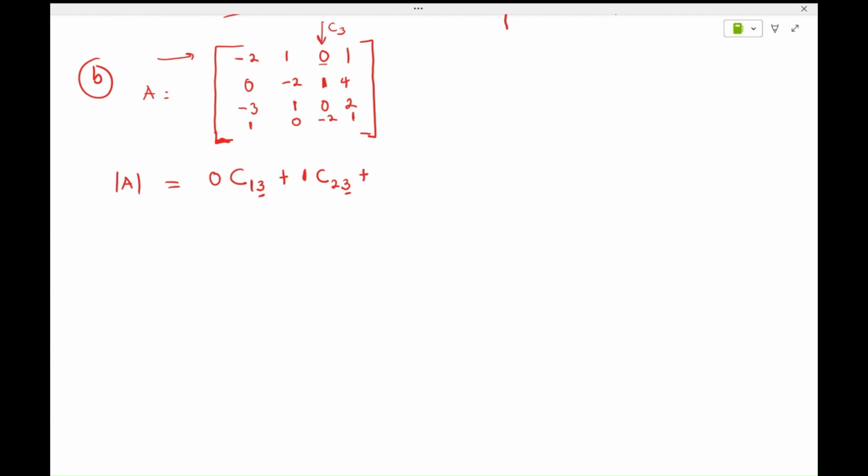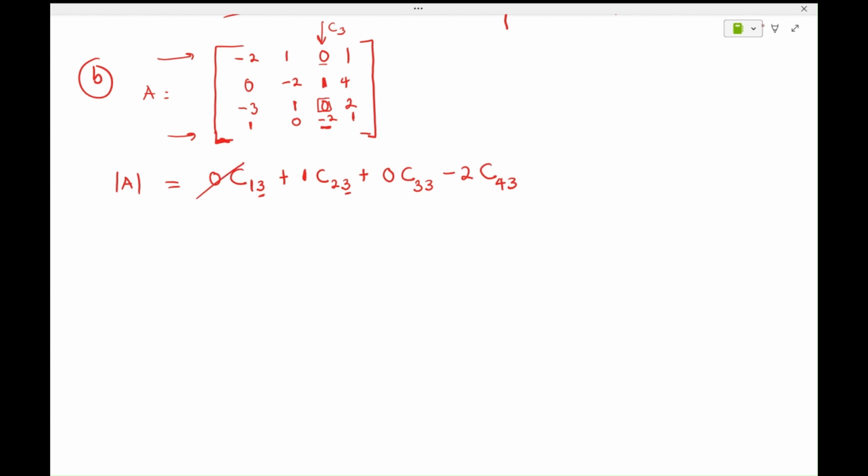Then plus, you go down, you meet this one. This is 0, so you have 0 times C33, since you are going down, so 3, 3. Then plus the final one here, which is minus 2. Since it's minus, you have minus 2 times C of what? Which position is this? This is fourth row, third column, right? Okay.